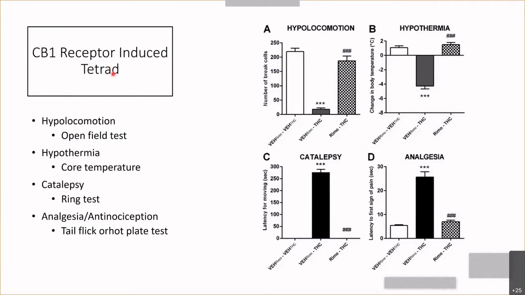So these are 4 behaviors characteristically produced by cannabinoid treatment. They don't only happen through cannabinoid treatment, but they are produced by cannabinoid treatment. And there are 4 of them, hence the name. First of all, you have hypolocomotion. They decrease their movement, their free movement.